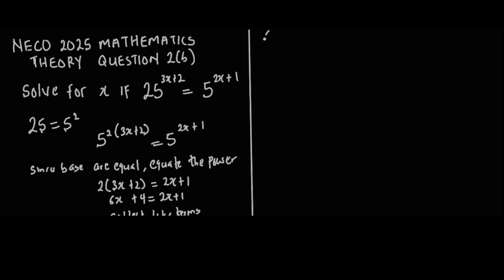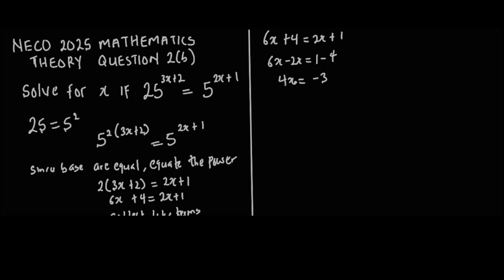When we collect like terms, we have 6x plus 4 equals 2x plus 1. So collecting that, I have 6x minus 2x equals 1 minus 4. Then 6x minus 2x is going to give us 4x, and this is going to give us minus 3. What do we do here?